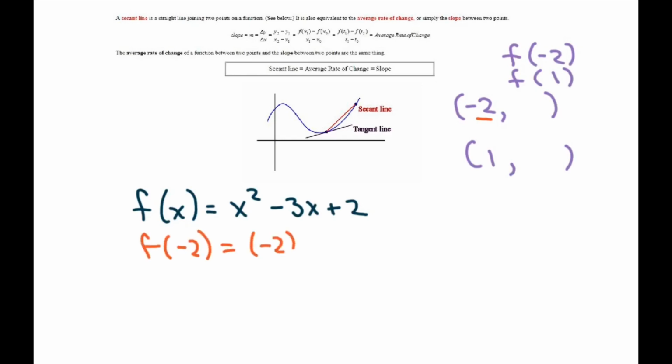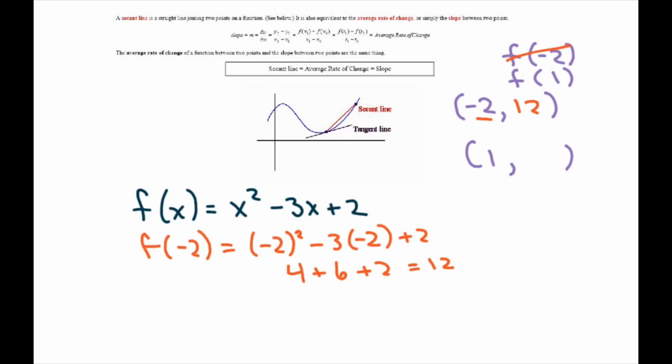-2 squared minus 3 times -2 plus 2. This gives you 4 plus 6 plus 2, which equals 12. So your y is 12. So we did that one.